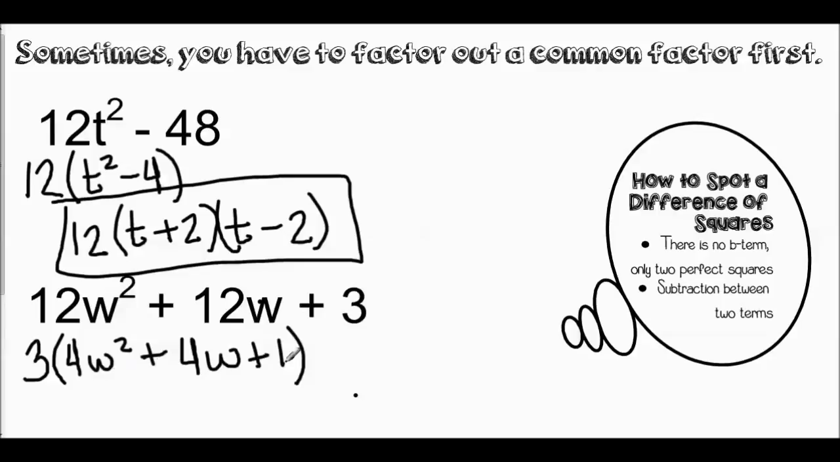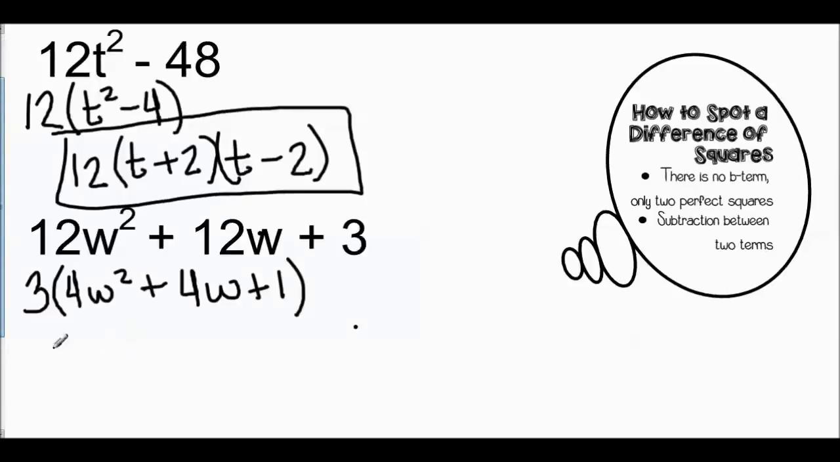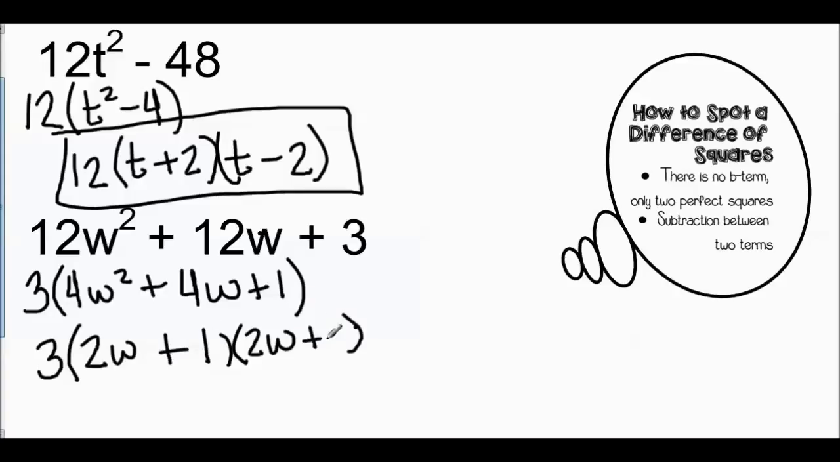Okay, now what I'm spotting here is I am seeing a perfect square trinomial. So the perfect square is the 1 right here. So if I did a 2w here and a 2w here, that is going to give me the 4w squared because I multiply the first terms there. Now what is the square root of 1? Well, it's 1. So I'm going to have plus 1 and plus 1.